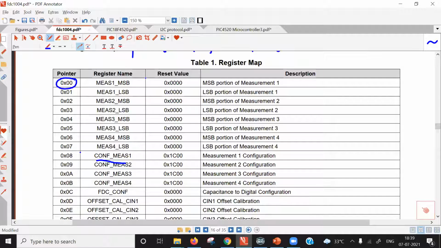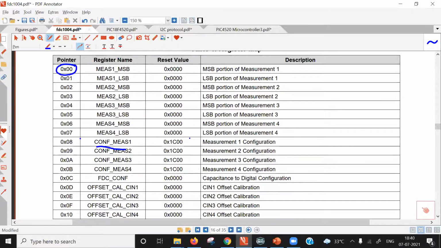that register. So, for the MES1 MSB register, the pointer address is 0x00. For the second register, the address is 0x01. For the third register, the address is 0x02, and so on. So, the first 8 registers are used for saving the 24-bit result. Remember, these two registers together become 32-bit.